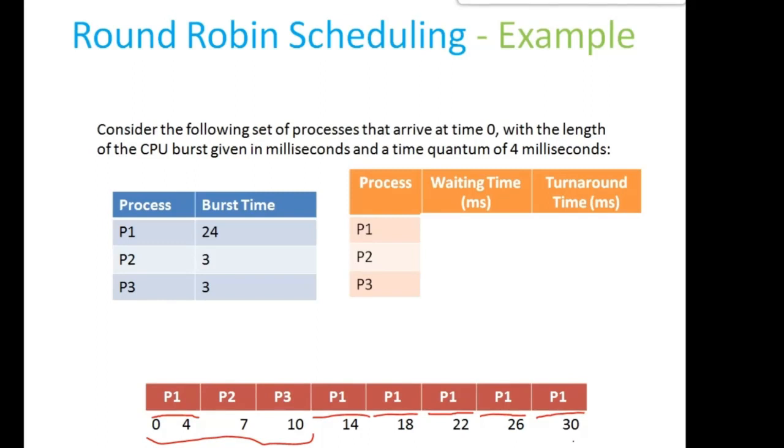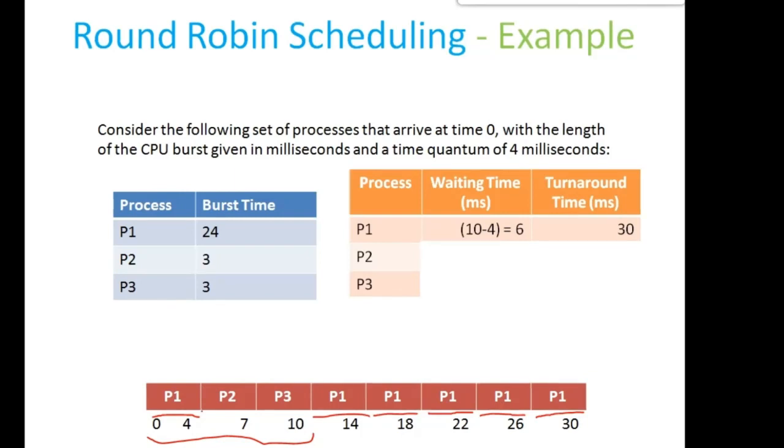But for P2 and P3, let us calculate the waiting time for P2 first. So for P2, the execution has started from the fifth millisecond. Okay, 5, 6 and 7. So it has waited up to 4th millisecond. So the waiting time for P2 is 4 and the turnaround time, that is total completion time, is 7 milliseconds.